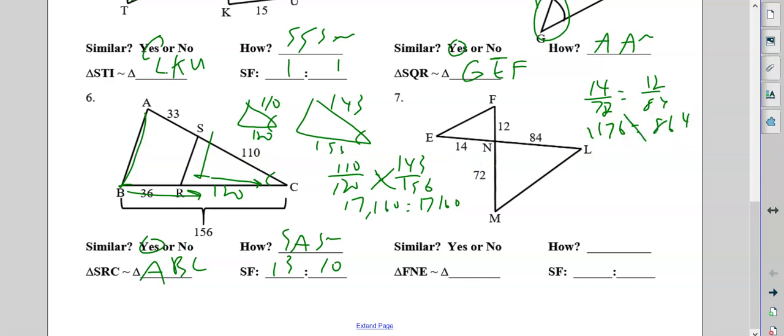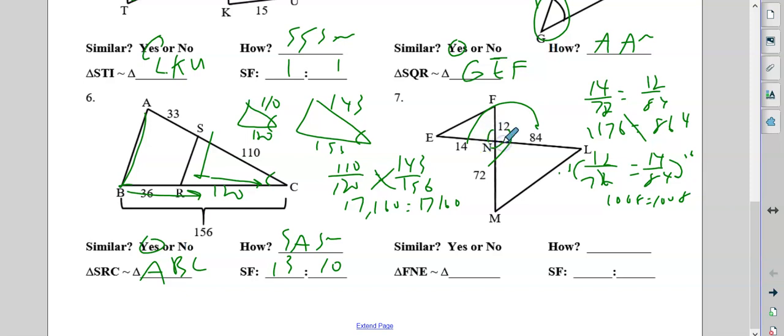So I'm going to see if this side goes with this side, and this one goes with that one. So I'm going to do 12 over 72 and 14 over 84. Some of you may notice that this is simply times 6, and this is times 6. Either way, it's 1008 equals 1008. So yes, those two sides are proportional.